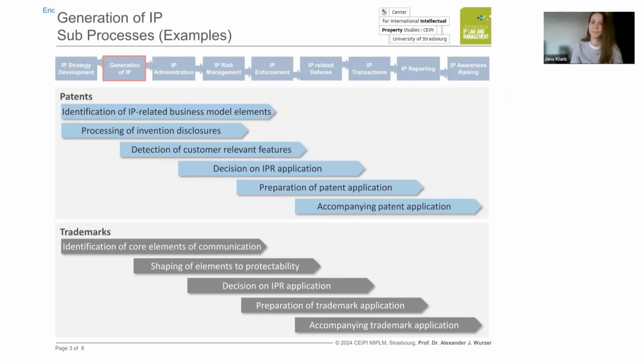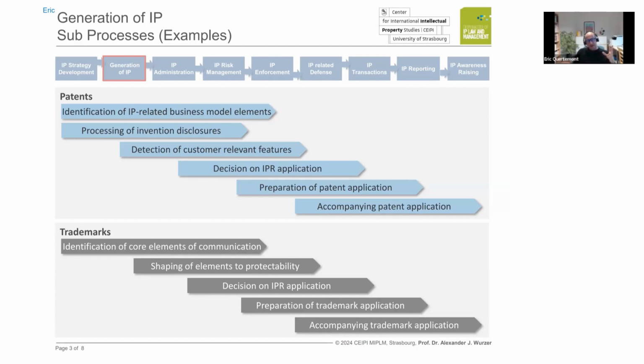Further, please. So next, the generation of IP. So we want to have a systematic and goal-oriented generation of IP to defend our unique selling proposition and unique communication position. So we can use patents, and we start by identifying the IP related business elements, as I said, to defend our unique selling proposition, providing an optimum parking experience with an optimum location, space, price, and design.